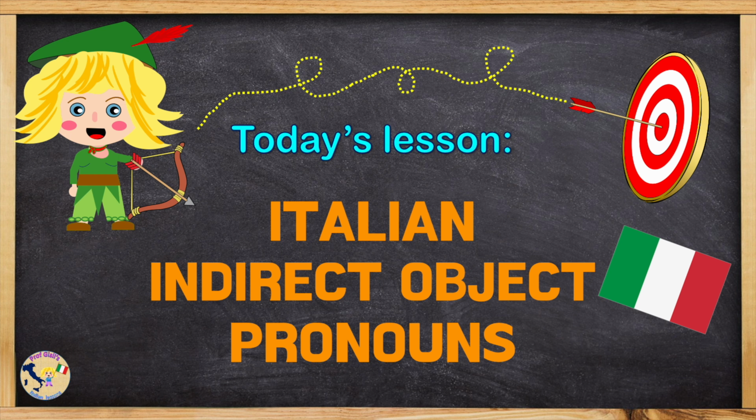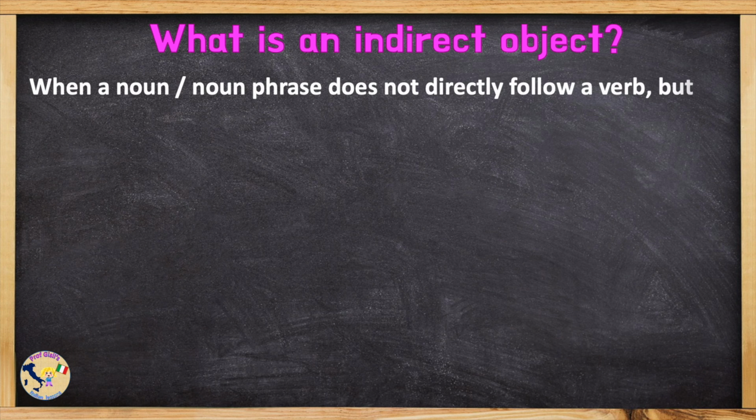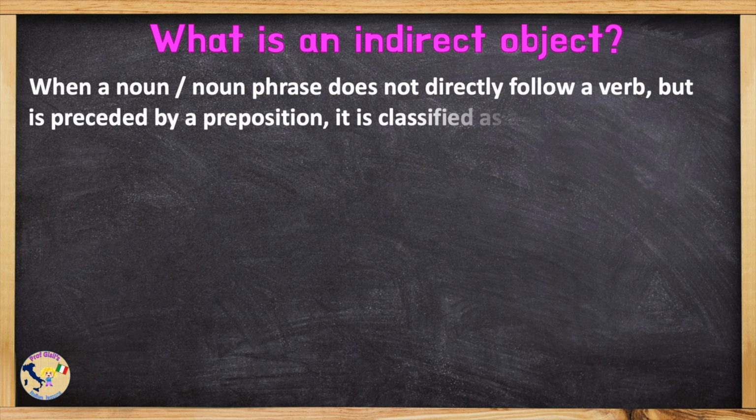Today we keep exploring Italian object pronouns by focusing on indirect object pronouns. Let us quickly remind ourselves of what an indirect object is. When a noun or a noun phrase does not directly follow a verb but is preceded by a preposition, it is classified as an indirect object.